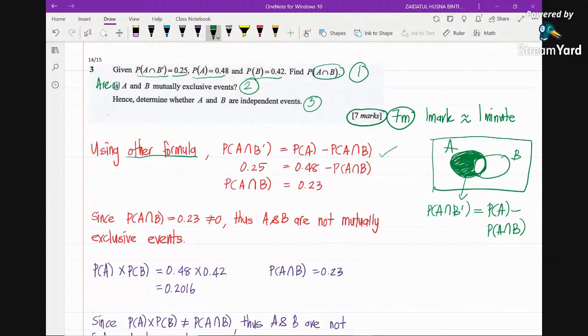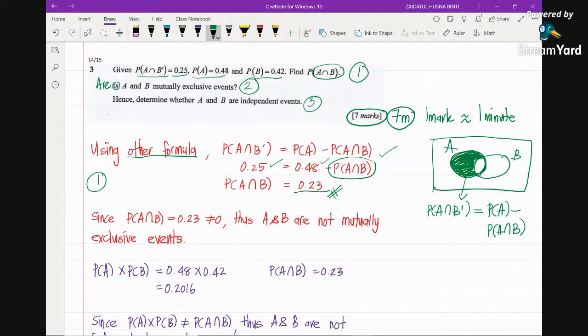Now because we are given P(A intersect B prime), we substitute the value. We are also given P(A), so we substitute the value. This is the one that we need to look for. By making the probability of A intersect B the subject, you will have P(A intersect B) to be 0.23. So this is the answer for the first part of the question.